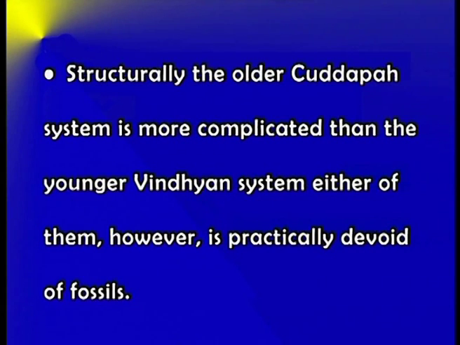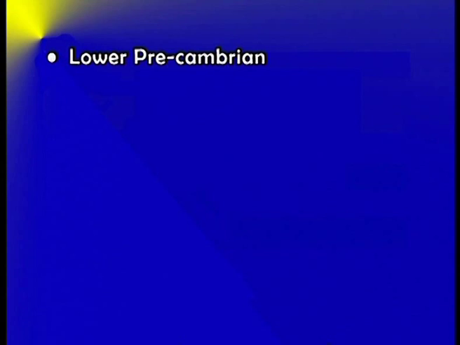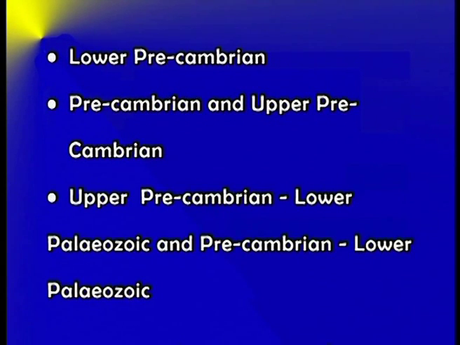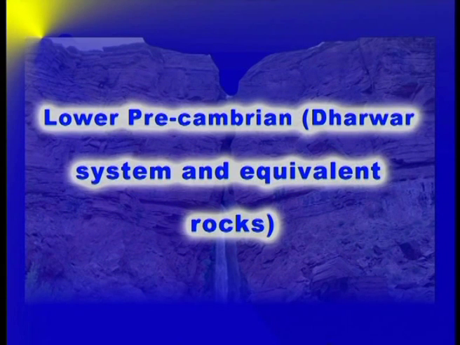Structurally, the older Kadapa system is more complicated than the younger Vindhyan system. Either of them, however, is practically devoid of fossils. Precambrian rocks in India are spread into three distinct units: Lower Precambrian, Precambrian and Upper Precambrian, and Upper Precambrian to Lower Paleozoic. First, Lower Precambrian, that is the Dharwar system and equivalent rocks.